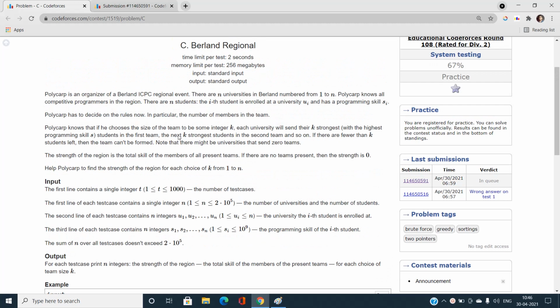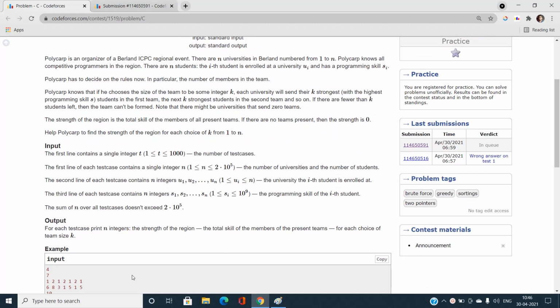If there are fewer than k students left, then the team can't be formed. And universities can send zero teams. If you don't understand this statement, no need to worry. I'm going to explain this entire thing with the help of an example, what is actually happening in this problem.